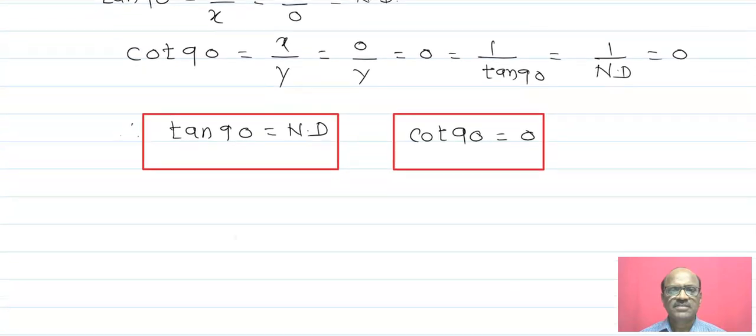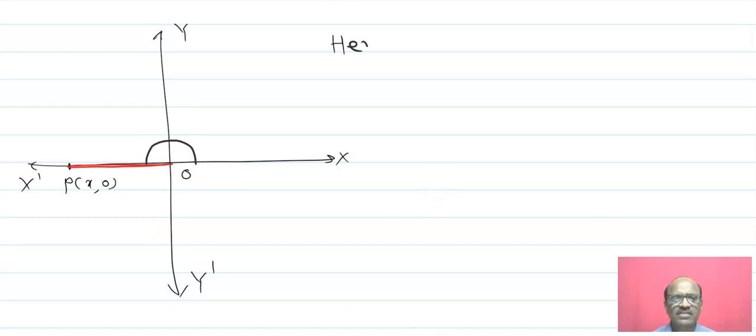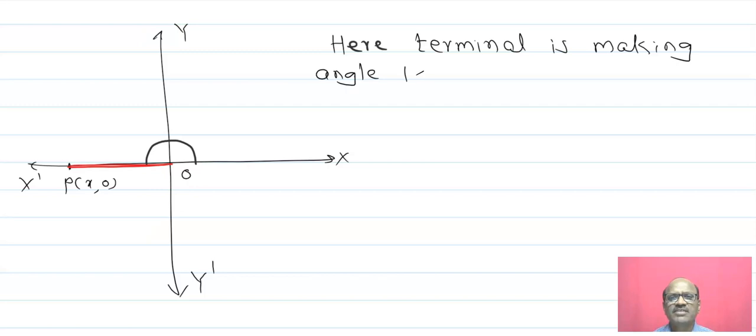Now the next angle is pi, meaning 180. When the terminal is on the negative x-axis, that is the point P(x, 0), in this case again r is equal to x in magnitude. The value of r is positive, but the value of x is negative, because r is in terms of the magnitude. Here the terminal is making an angle 180, and it is termed as pi.